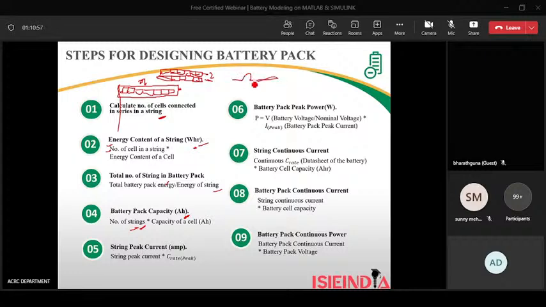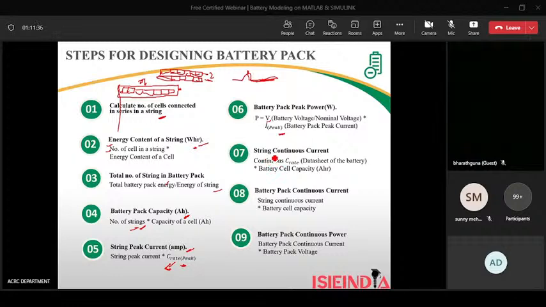Then the string peak current. In battery current there are sometimes peak current demands, and this one is the continuous demand. So we calculate the peak current also. This C rate is available from the data sheet of the battery. Suppose we buy a battery, we have that particular data sheet in which the peak C rate is mentioned. Then we calculate the battery pack peak power, with the formula being the voltage multiplied by this peak current.